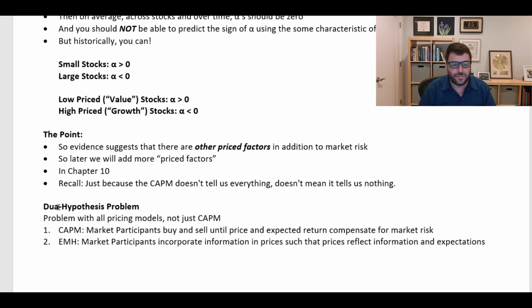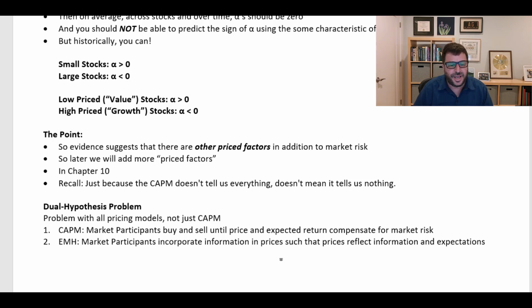And the last thing I want to talk about here is a dual hypothesis problem. And this is a problem with all pricing models. Can I test the CAPM? Can I test to see whether the CAPM actually works? Is it the case that I can test to see whether or not stocks actually earn what they're supposed to earn? Well, the trouble is that for me to test the CAPM, I have to assume that the efficient market hypothesis holds. The efficient market hypothesis is that participants incorporate information in prices, then prices reflect information and expectations, and they earn what they should earn.